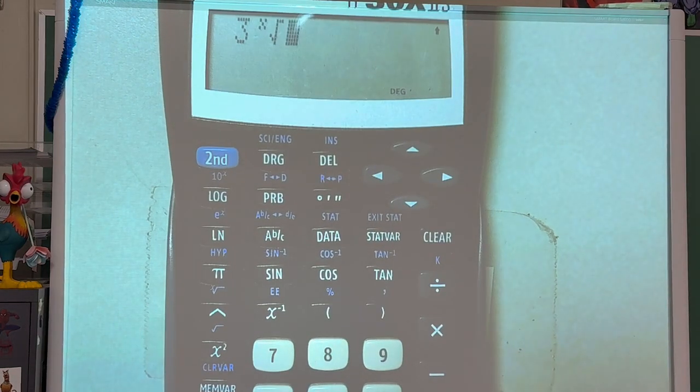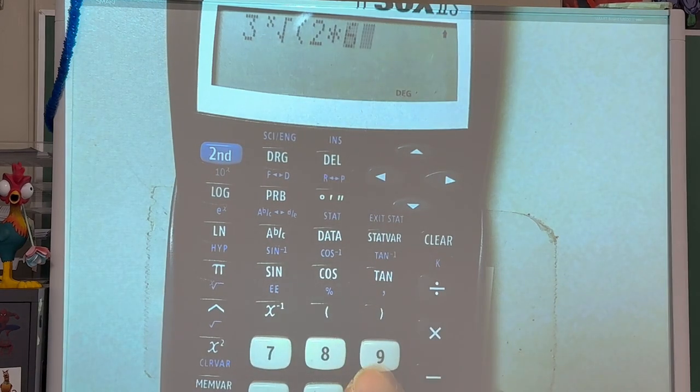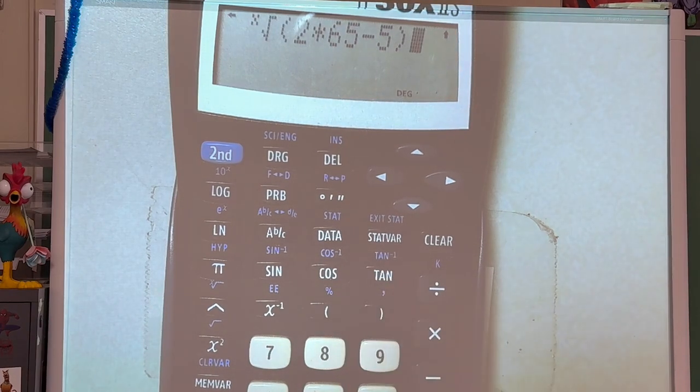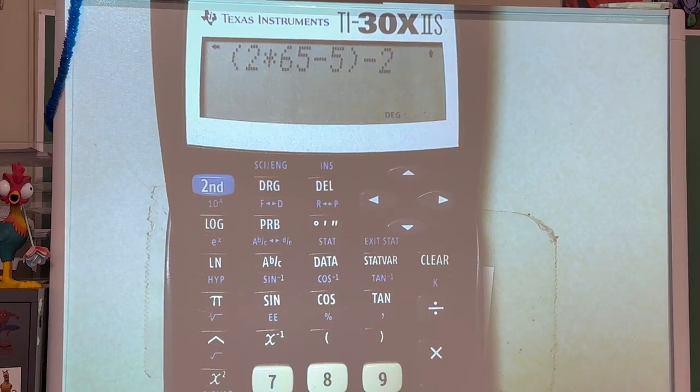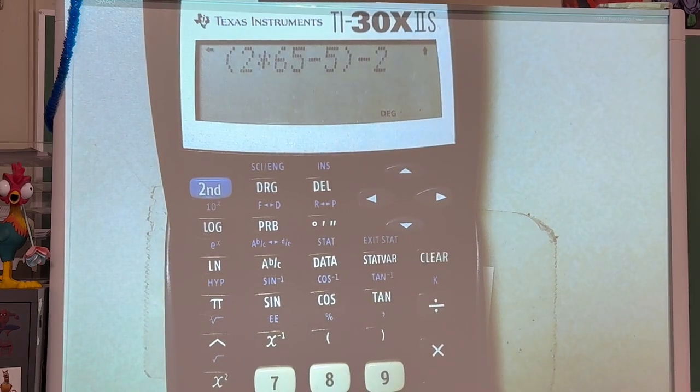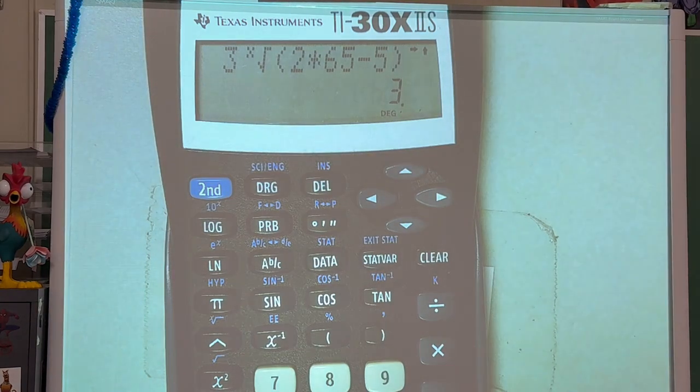We had parentheses that we have to put in. 2 times 65 minus 5. Close your parentheses. So there's the cube root of 2x minus 5. And then we had outside minus 2. When we're done, we're hoping to get an answer of 3. We did. We know we're right.